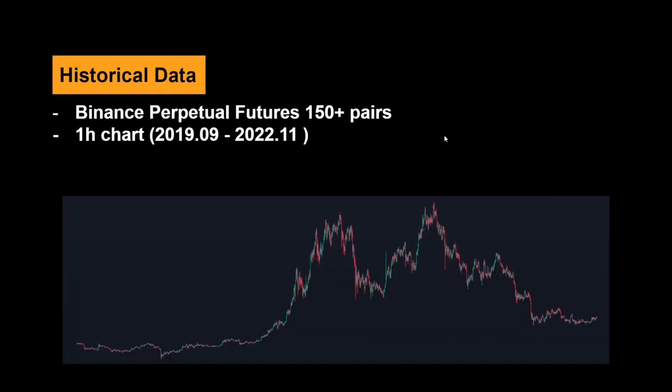Now in terms of the data to use, we collected perpetual futures data on Binance Exchange and used the 1-hour chart from 150 trading pairs, starting from 2019 till November 2022. So this is a very comprehensive search, and we believe the results represent the best quality entries of the entire crypto history. Ready for the results?